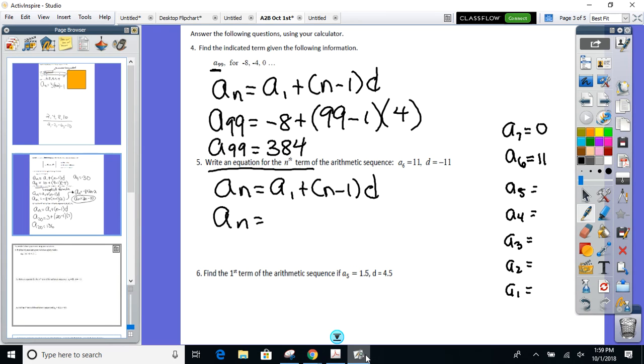Well, ready? I'm subtracting 11 to get to the next one. So I think I go back. What must have been here for me to subtract 11 to get 11?